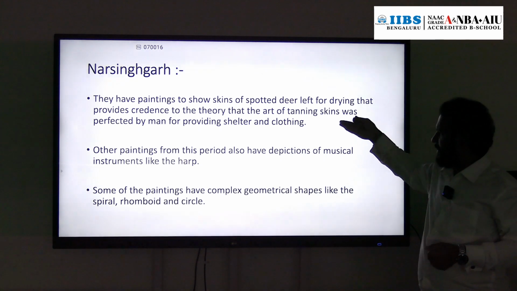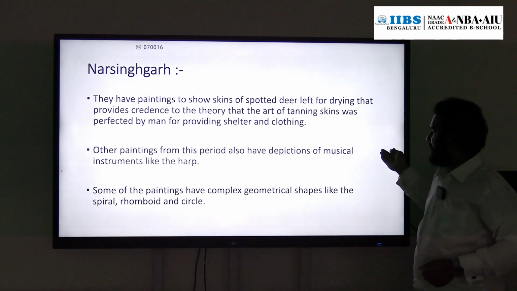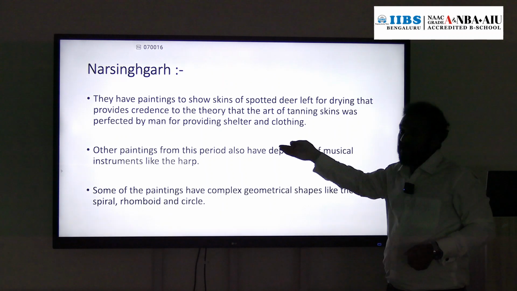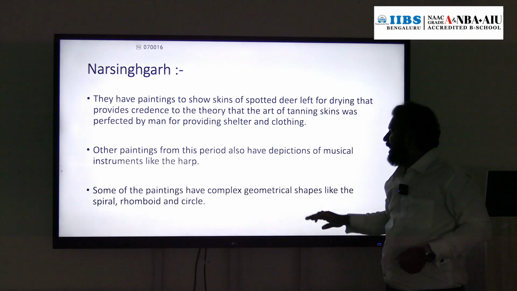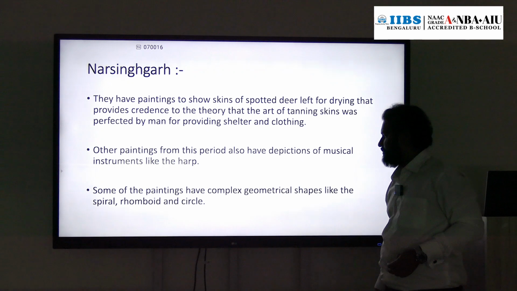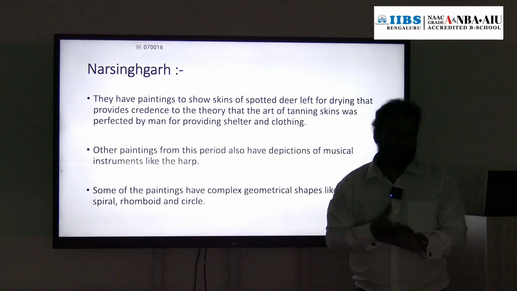It can be for the purpose of providing shelter or clothing. Okay, that is there, and other paintings also show the depiction of musical instruments like the harp. Some paintings have complex geometrical shapes like spiral, rhomboid or circle.